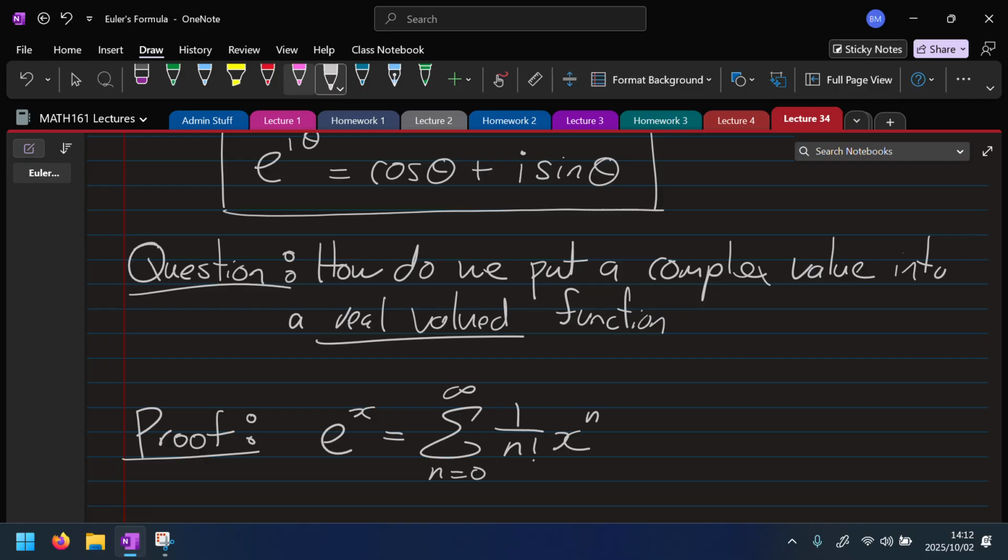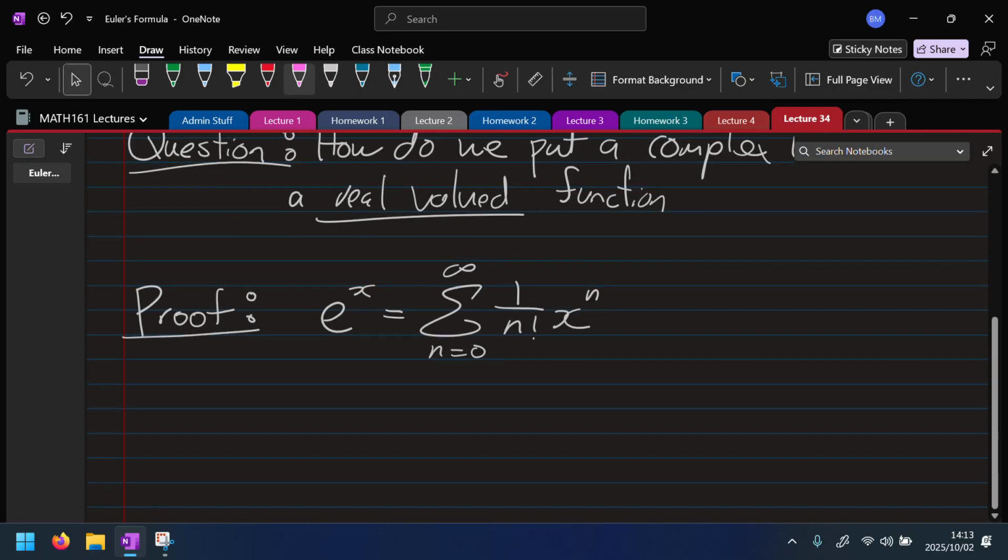Okay, so we've got this Taylor series. Now, on the left-hand side, that's the exponential. On the right-hand side, we can just treat that as a polynomial. So on the left, we can put in i theta. On the right, it's just powers of complex numbers. We know how to do that. So on the left, we're going to put in i theta, and on the right, we will put in i theta as well.